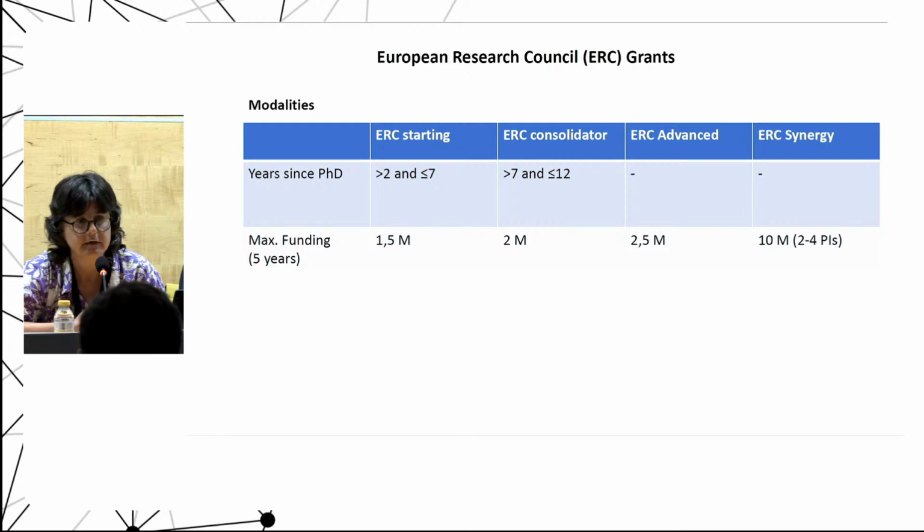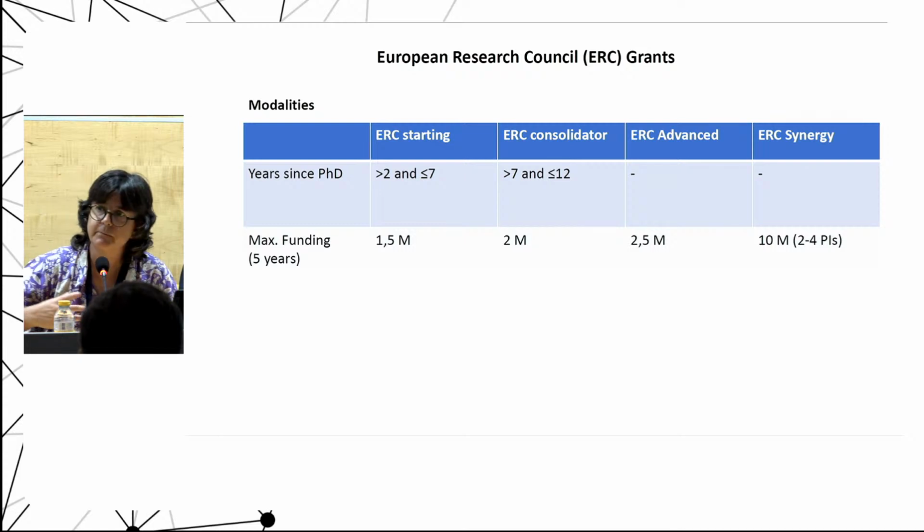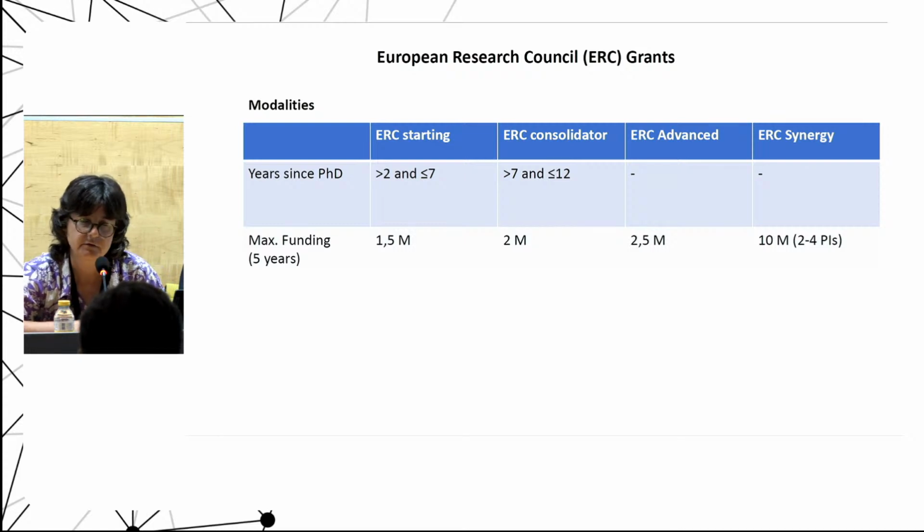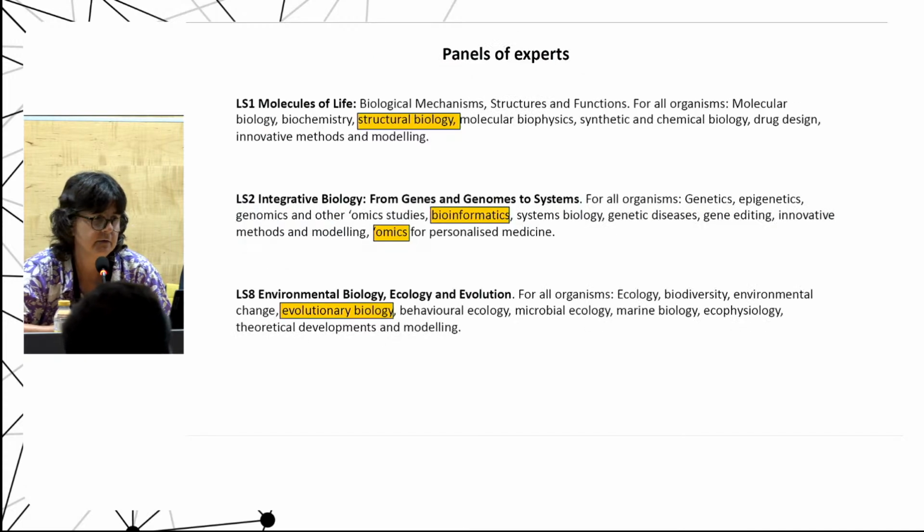And then there's the advanced. It's the one I had, which is even more money. So you can hire really a team of people covering the different expertise you need and have money for experiments. In my case, I'm a bioinformatician, but with this grant, we could set up a lab and do some experiments. The synergy is for groups of PIs, and I don't have any experience there.